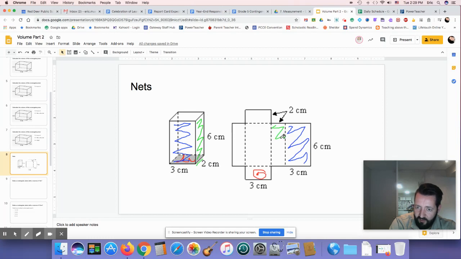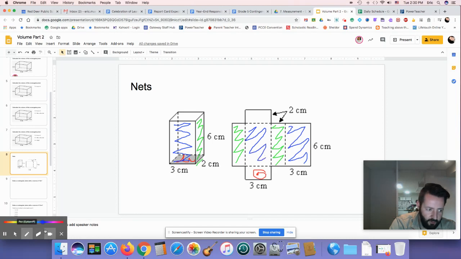And so you can see that all 3 face sizes are present in my net. And of course, we would have a front and a back that are both equal in size. We'd have a left and a right. So let me just color this in for you. You can see that the left and the right are both going to be 2 by 6. Grab my blue pen here again. The front and the back are both going to be 3 by 6. And then the top and the bottom are both going to be 3 by 2. All right, so that's the way a net works.